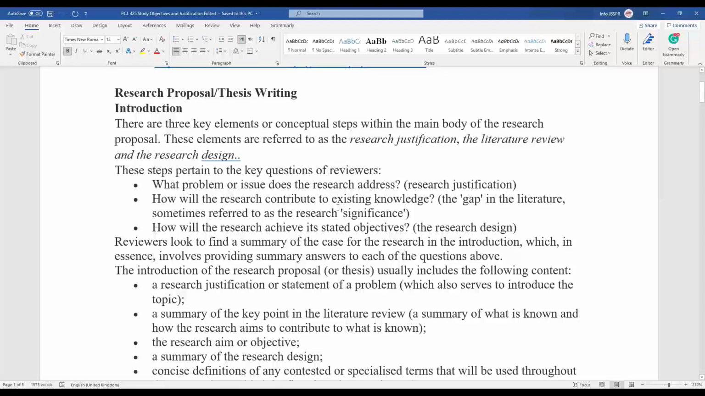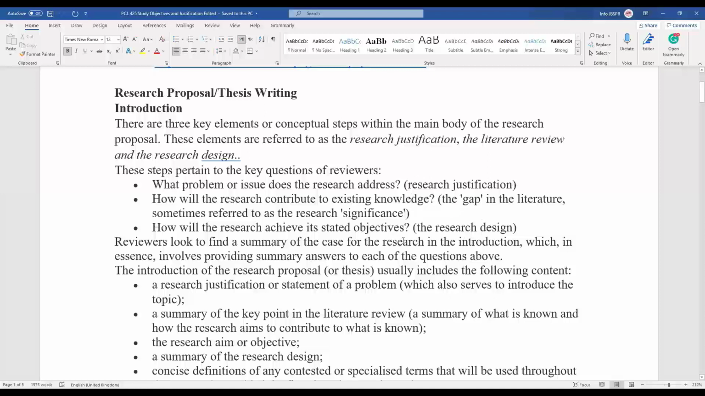So for somebody trying to write a proposal with these three elements in mind, the person will be thinking of the following question: what problem or issue does the research address? Which is actually the research justification or the statement of the problem. Then how will the research contribute to existing knowledge, which at times is referred to as the significance of the study.